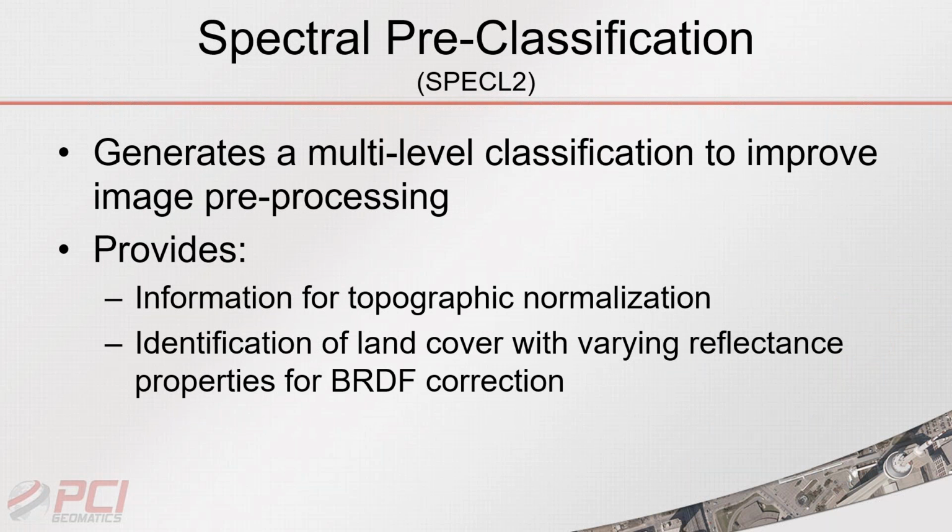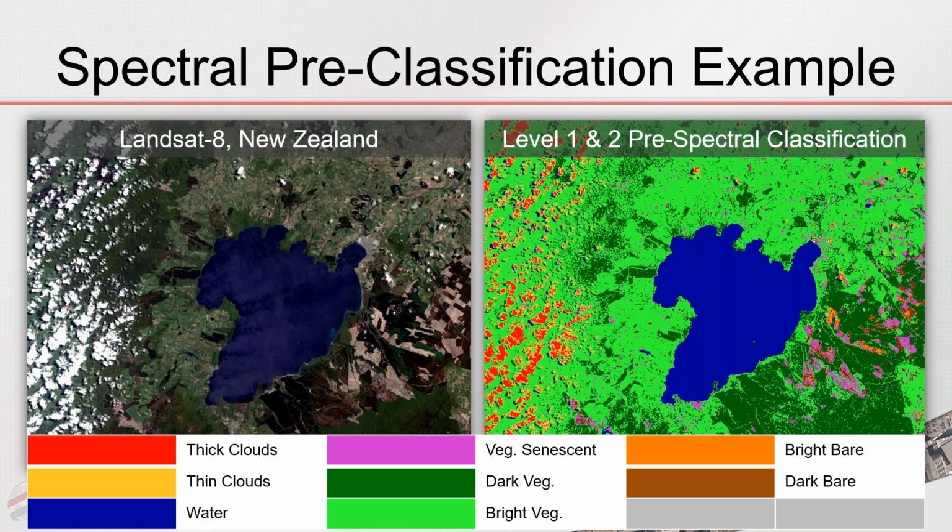Here's an example of the pre-classification. So this is just using the data that's distributed. So we would pan sharpen the data, and then we would perform this spectral pre-classification and store this as a channel in the data set directly, so it would be available to you as a user.